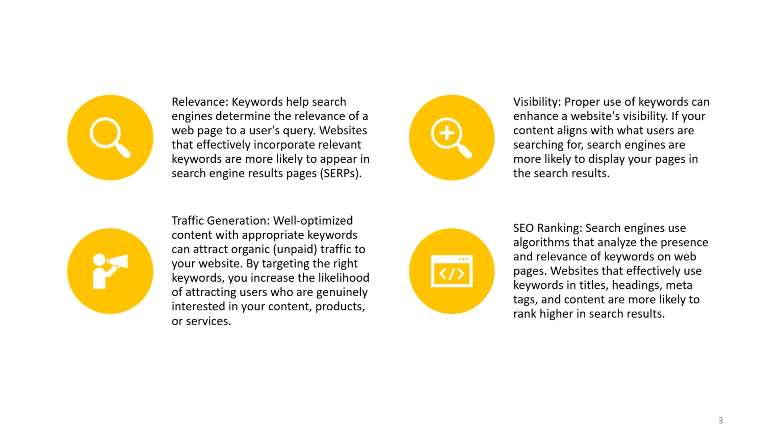Okay. SEO rankings. Search engines use algorithms to analyze the presence and relevance of keywords on web pages. Websites that effectively use keywords in titles, headings, meta tags, and content are more likely to rank higher in the search results. So this is where you start getting into plugins like Rank Math and Yoast that allow you to optimize your page specifically for these kinds of things. It's something we'll take a look at later, but for now, just know that the more you use your keyword correctly and not overuse it, the better it is for your long-term ranking.